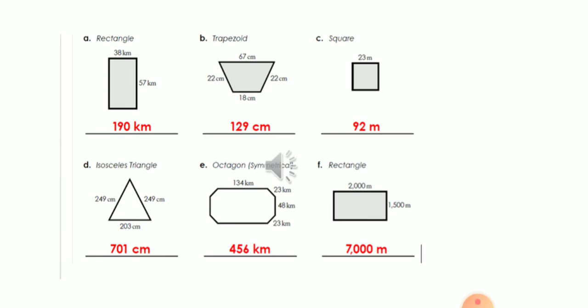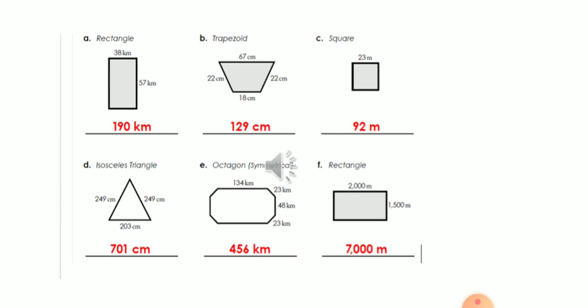C. Square. He gives me just one side, 23. I know all the sides of the square are equal in length. I know it from KG. So I will make 23 times 4, or 23 plus 23 plus 23 plus 23, and it will give me the answer 92 meters.